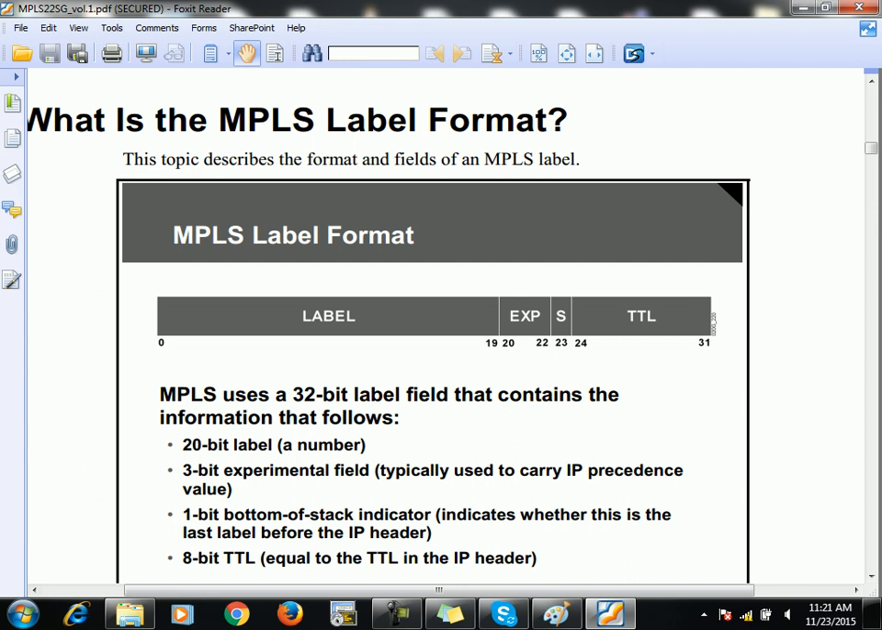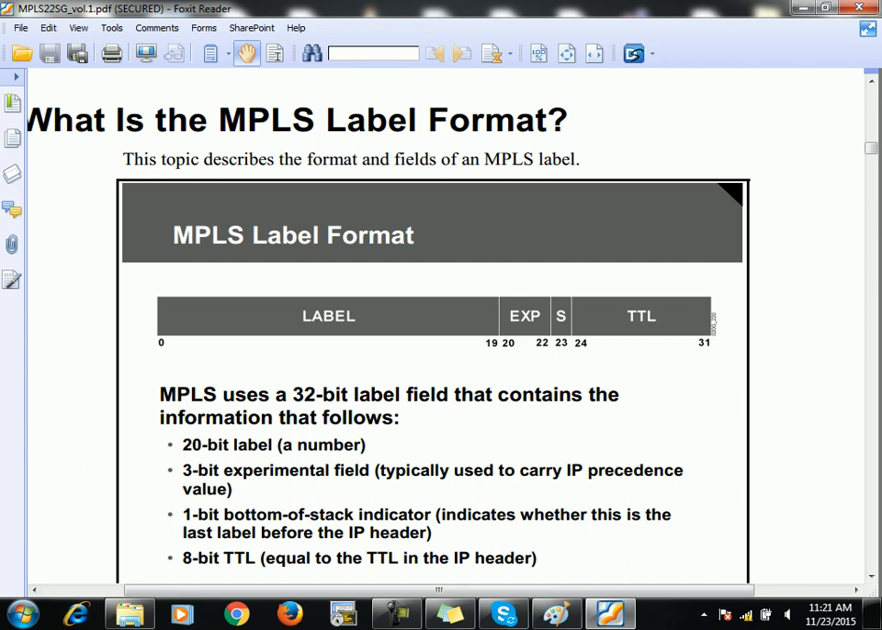0 to 19. Experimental bits 20 to 22. Means 3 bits would be used for experimental bits. It is something like the ToS field in the IP header. Do you remember that for ToS we were having 8 bits inside the IP header? Similarly, we are having these 3 bits in MPLS for experiment, and these bits are known as experimental bits. These 3 experimental bits will be used for quality of service.